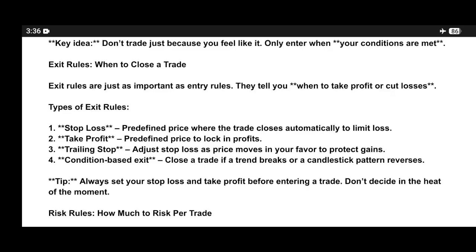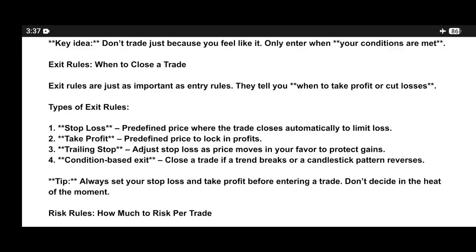Condition based exit: close a trade if a trend breaks or a candlestick pattern reverses. Tip: always set your stop loss and take profit before entering a trade. Don't decide in the heat of the moment.